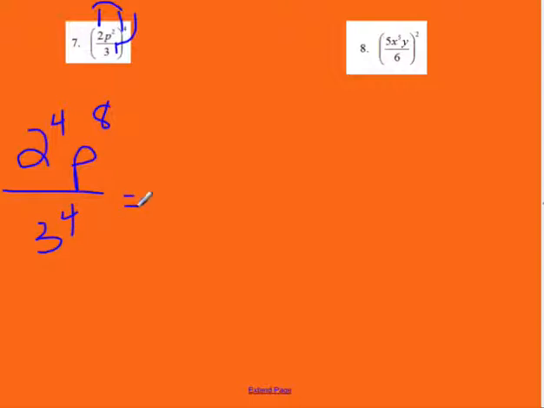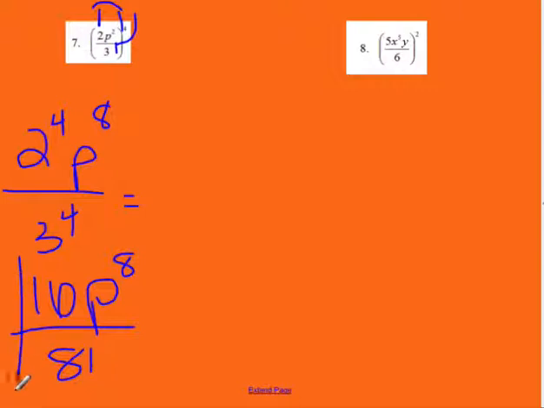Now I want to go ahead and simplify that out. First, 2 to the 4th is going to give me 16. And then I have p to the 8th, which is going to stay the same. And last but not least, we want to take 3 to the 4th. That's 3 times 3 times 3 times 3, 4 times, and that's going to give us 81.